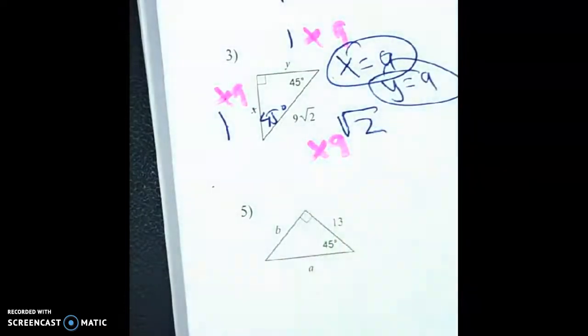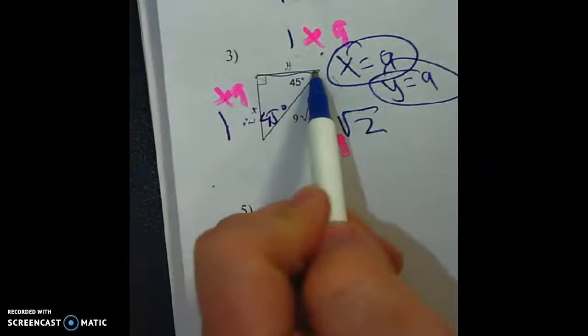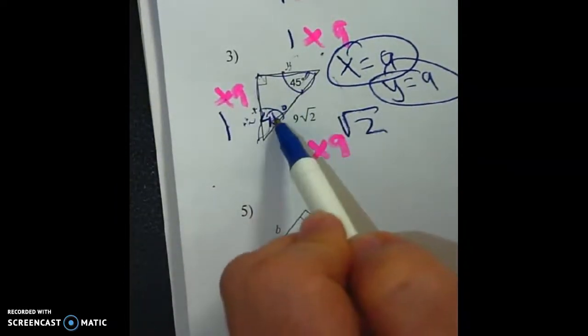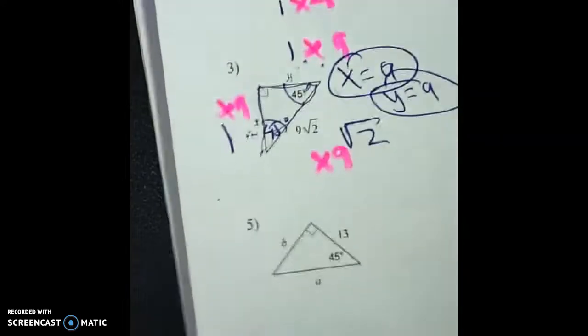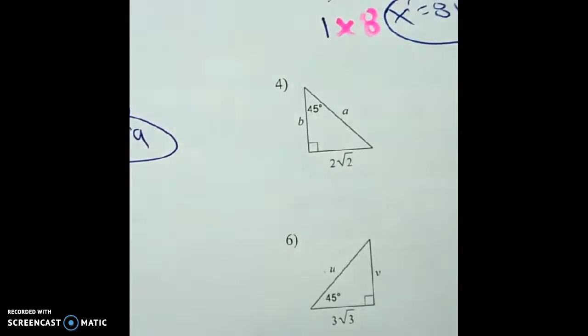I don't know if you're noticing that these two sides are exactly the same. Why? Because this is an isosceles triangle, and by definition, when the base angles are the same, the sides are the same. All right, let's go to another one. If you want to do these problems before me, that's great.